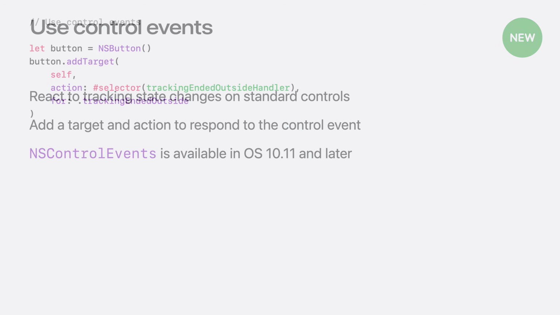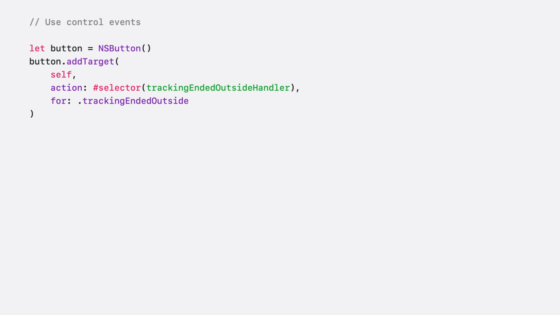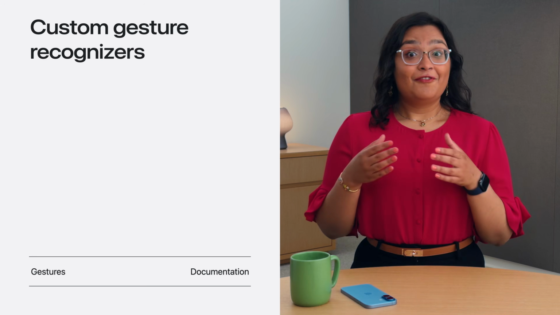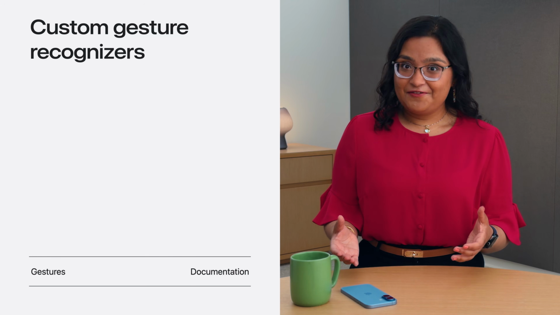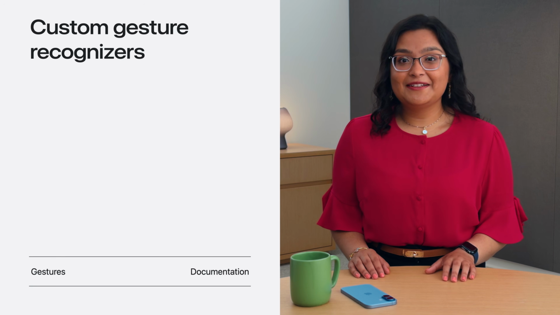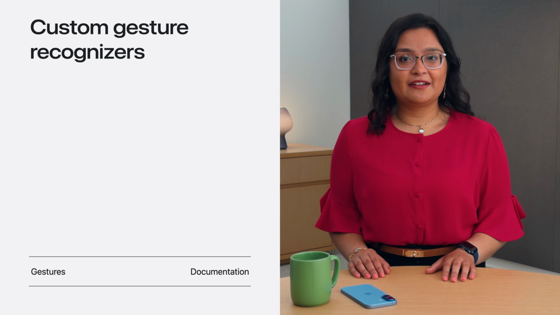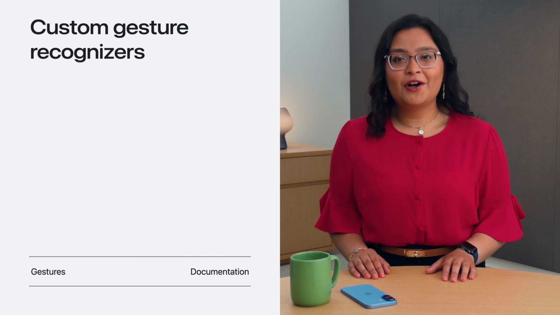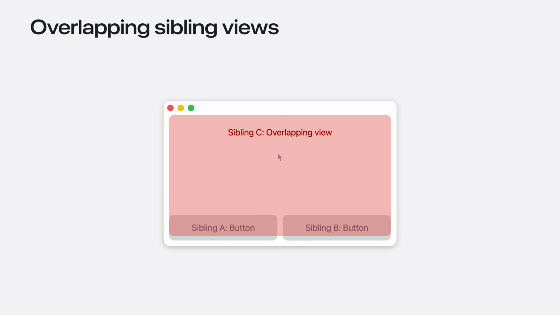Here's an example of NS control events. Instantiate the button and register a target in action for a control event. Note that you don't even have to subclass NSButton to get this to work. For more control over interactions in your views, add standard gesture recognizers. For even more flexibility, create your own gesture recognizer subclasses. Learn more in the gestures documentation.